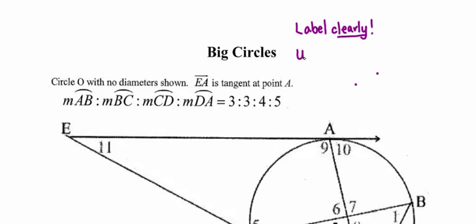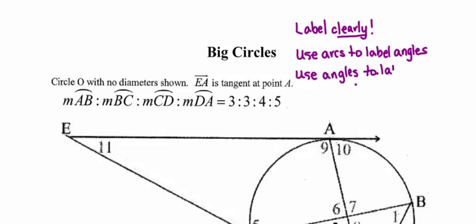You're going to use arcs that they give you to label angles. And you might go backwards too and use any angle measures that they give to you to label arcs. But again, it's really going to simplify things if you get in good habits now and label everything you can, label within the picture.